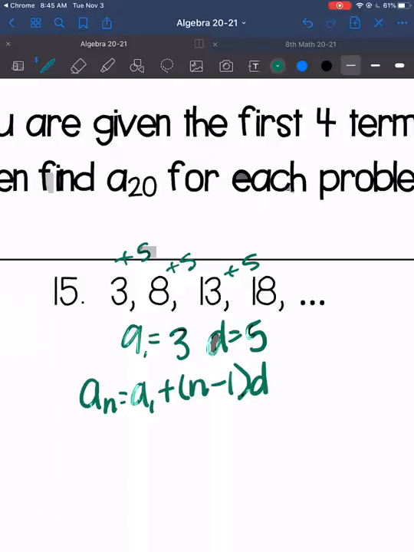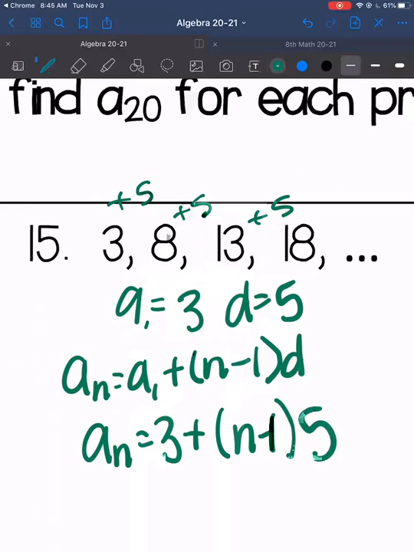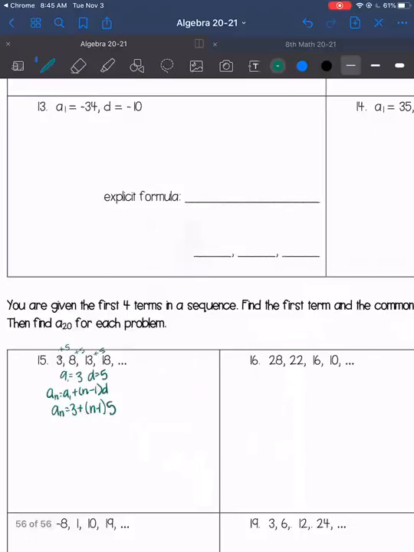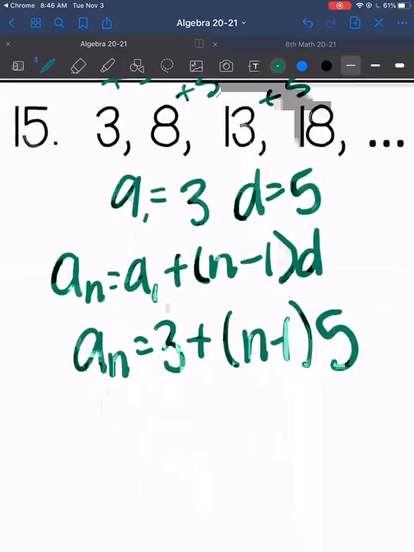That's a lot. So what's my A1? 3. 3 plus n minus 1 times 5, right? That's our explicit formula. Now we want to find A20. We want the 20th term, so we want where n equals 20. If n equals 20, everywhere there's an n, I'm putting 20.